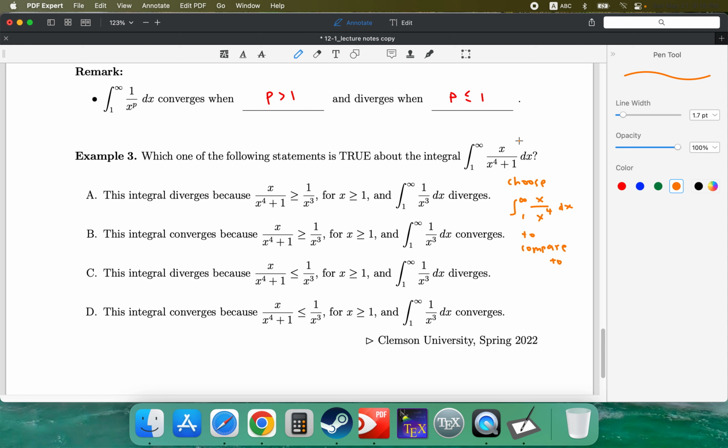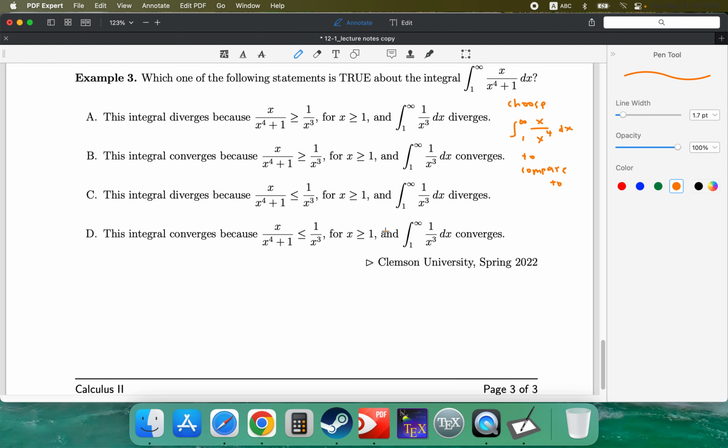Notice that I'm not saying this is the same as x over x to the 4th. No, I'm not saying that. I just say it behaves like x over x to the fourth. So we want to find x over x to the fourth to compare to. Right here you can see that in all these choices, we have 1 over x cubed. That is because x over x to the fourth is 1 over x cubed.